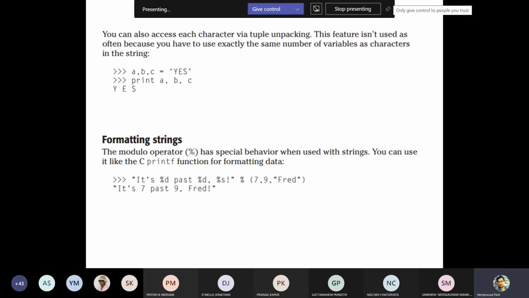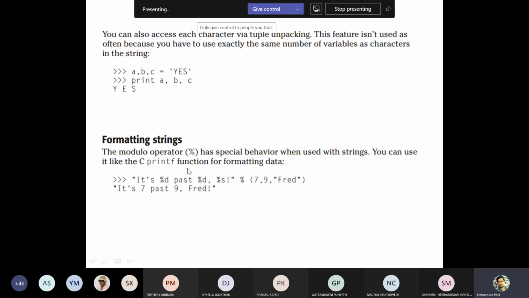Next, you can also access each character via tuple unpacking. This feature is not used often because you have to use exactly the same number of variables as characters in a string. So here we have one string, and in this string there are 3 characters. So we can use a, b, c to capture them. So y will go to a, e will go to b, s will go to c, like that. This program is written in Python 2, so that's why the bracket is not there. In Python 3, we use the bracket.